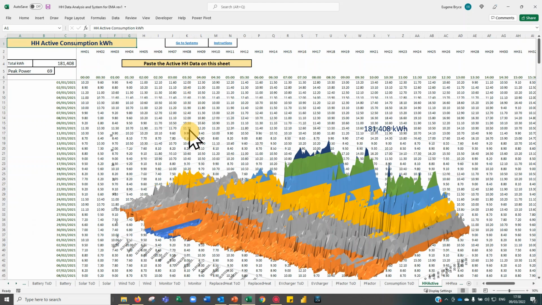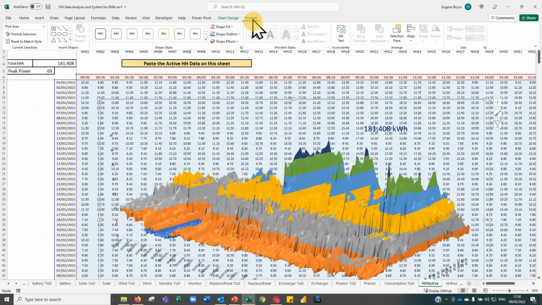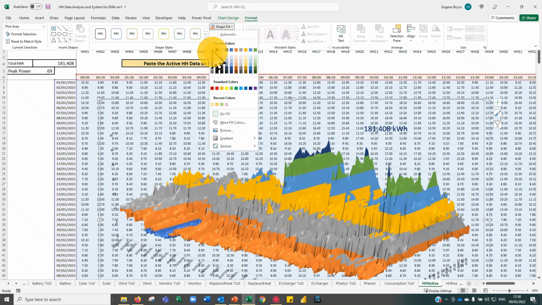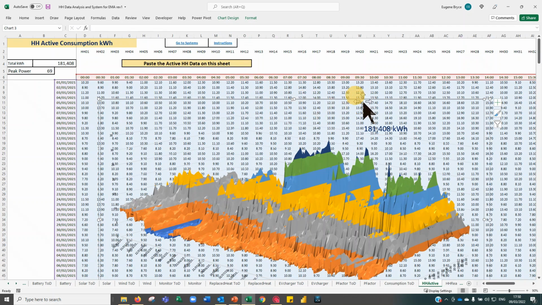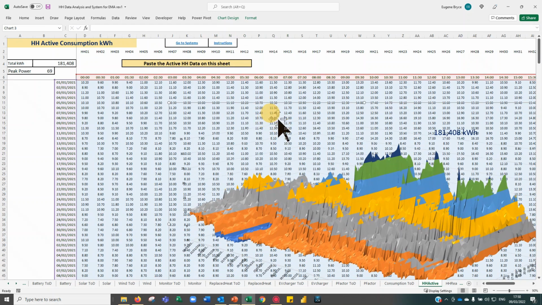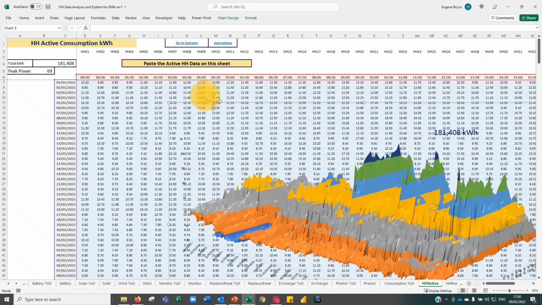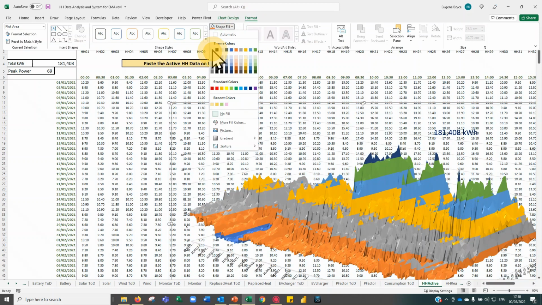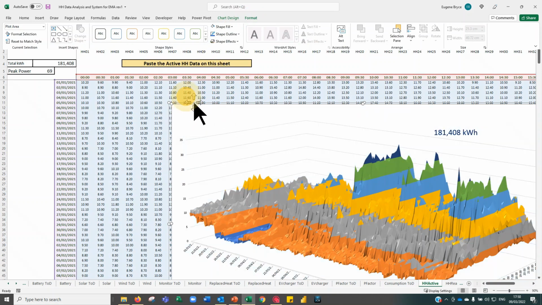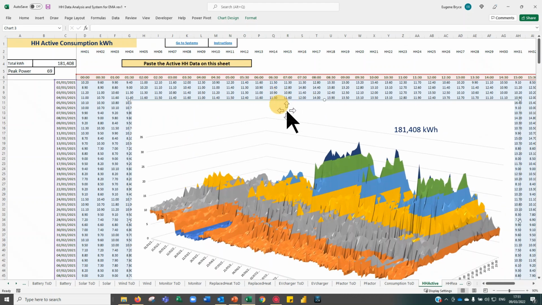Active import. So on this spreadsheet, let me just format, fill. I meant to just get the graph there. Yeah, so that's just the chart of the half-hourly data. I had it clear because I like to cut and paste it into other reports.